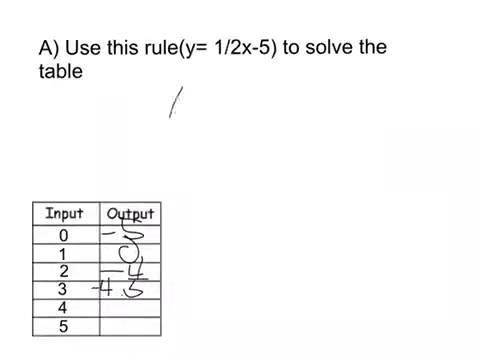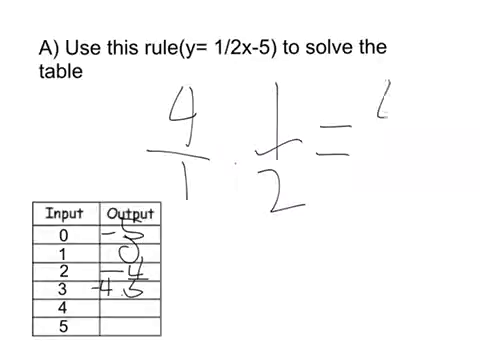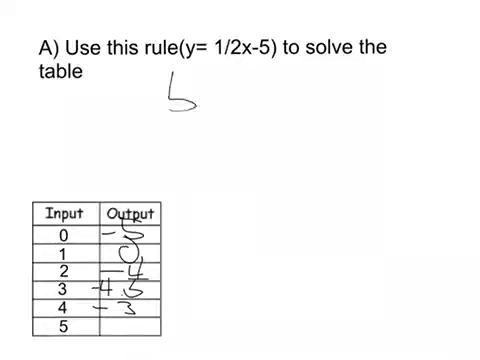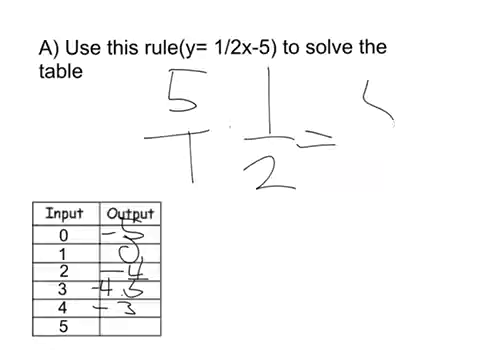Then for figure 4, you put 4 over 1 times 1/2 equals 4 over 2. Divide that equals 2, minus 5, that equals -3. Now for finally figure 5, it's 5 over 1 times 1/2 equals 5 over 2, and you divide that and you end up with 2.5. Then you subtract by 5, and then you end up having -2.5.